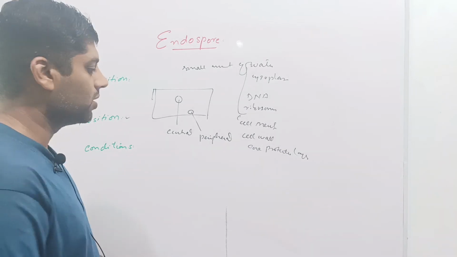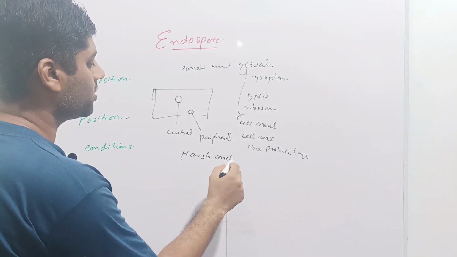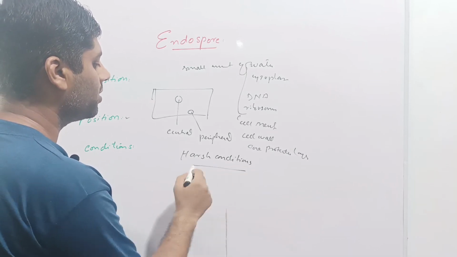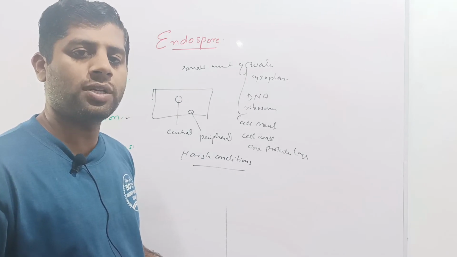Next are the conditions. So endospores are produced only in the harsh conditions. When the conditions are not favorable for bacterial survival, these produce endospores so that the generation of the bacteria may propagate in a proper way.